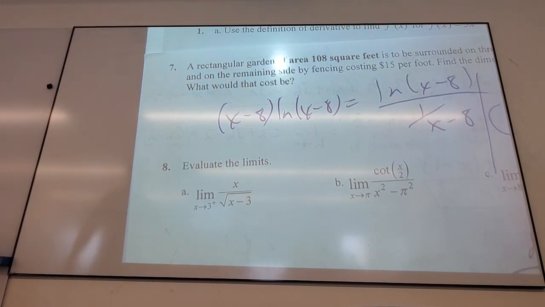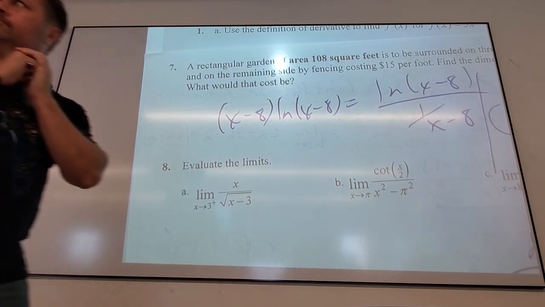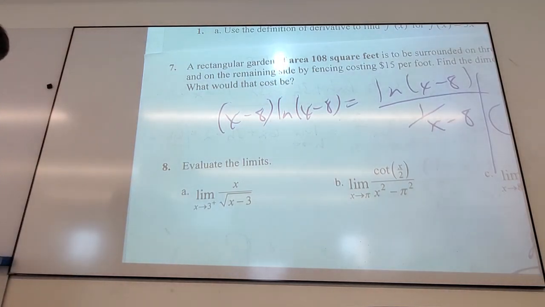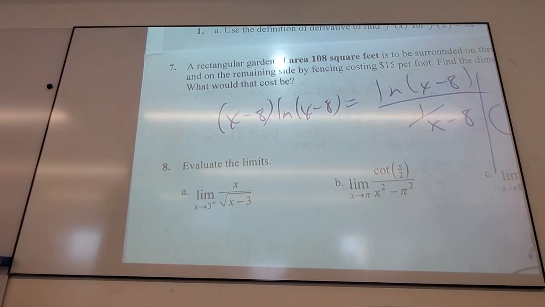Okay. What else we got? Is 8b also just L'Hopital's? Yeah, what's up with 8b? Is it indeterminate, first off? 1, 0. Bottom 0.